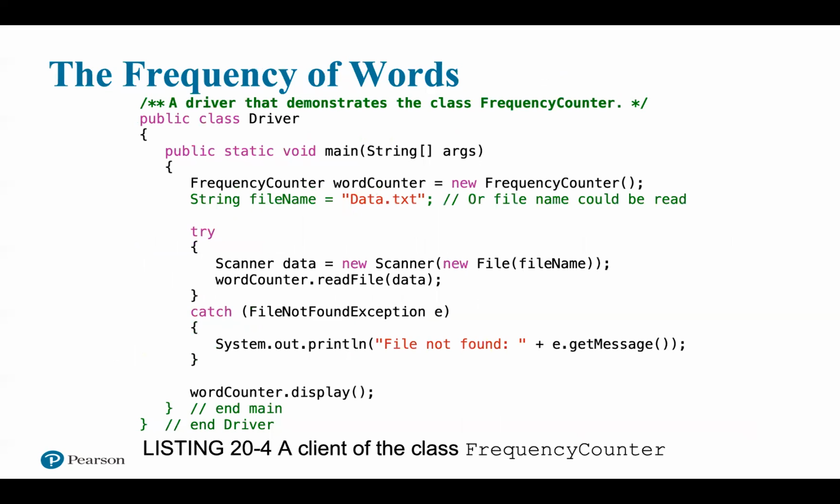So let's talk about the frequency of words. Some word processors provide a count of the number of times each word occurs in a document. Create a class FrequencyCounter that provides this capacity. So that's what we're showing here, that this class is somewhat like the one in the previous example. So we will omit some of the design details.